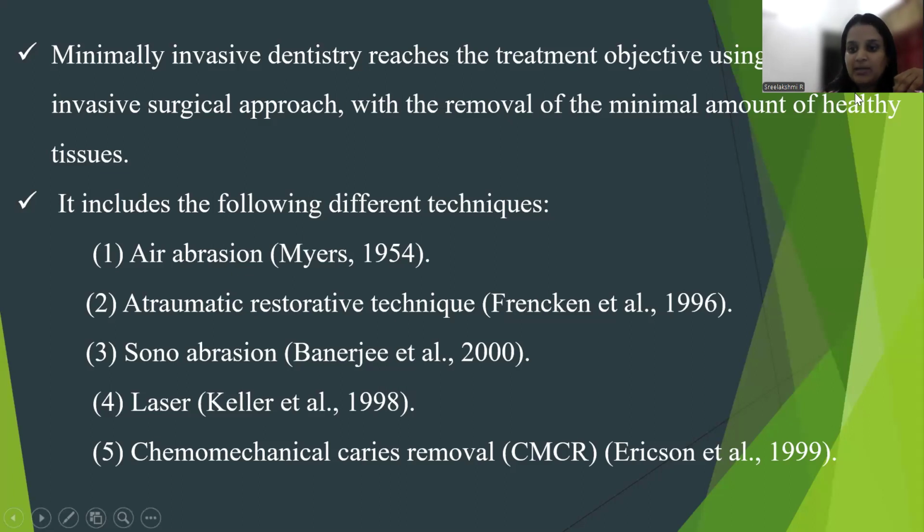Healthy tissue is retained, and only the tooth structure affected by caries is removed, and the cavity is restored using an adhesive material, so that the excessive loss of tooth structure resulting from the mechanical bond required by amalgam is minimized. The different MID techniques are air abrasion, ART, that is atraumatic restorative technique, sono abrasion, lasers, and another one is chemomechanical caries removal, which was proposed by Erickson in the year 1999.